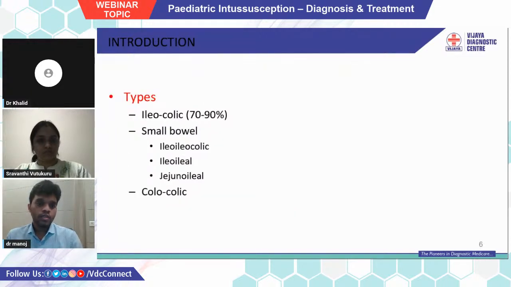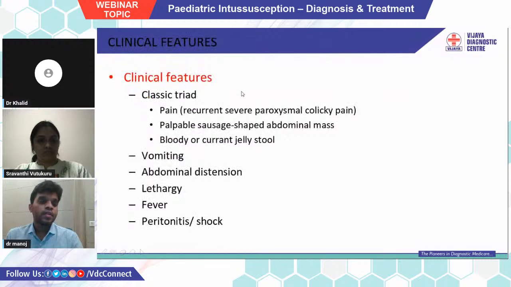So, what are the types of intussusception? The most common one is the ileocolic type, and the next most common one is the small bowel type, which is subdivided into ileo-ileocolic, ileo-ileal, jejuno-ileal, or jejuno-jejunal type. The colocolic type of intussusception is relatively rare.